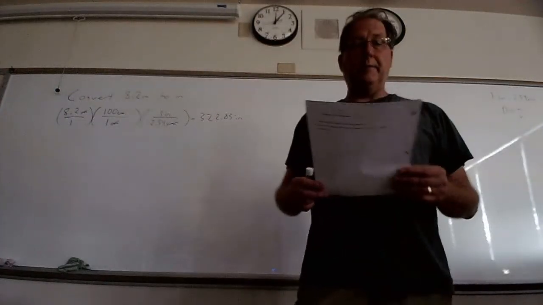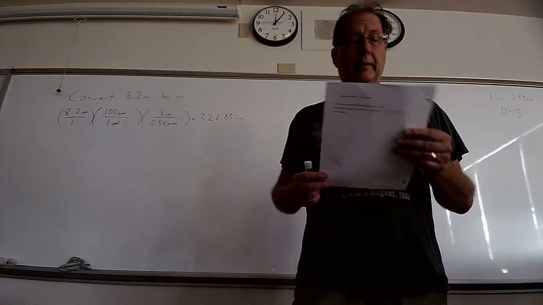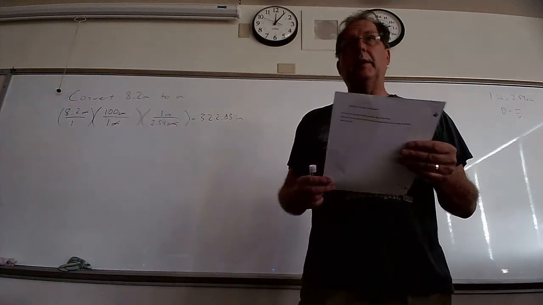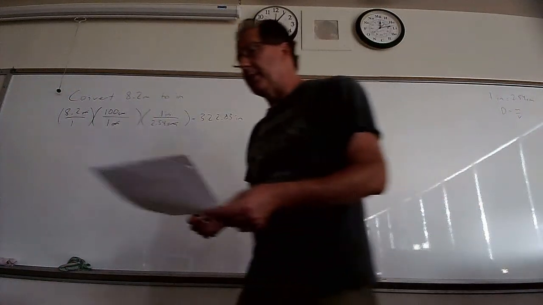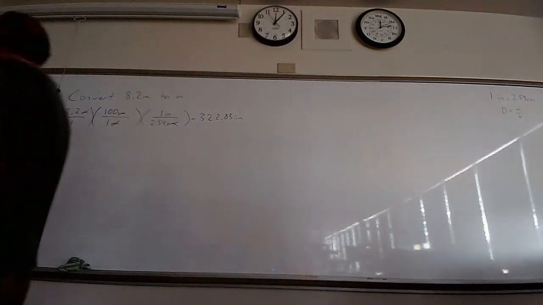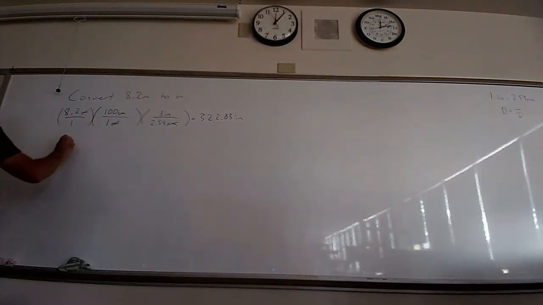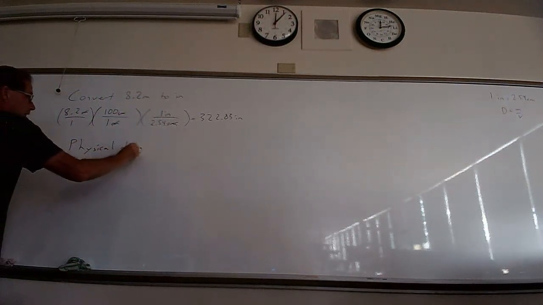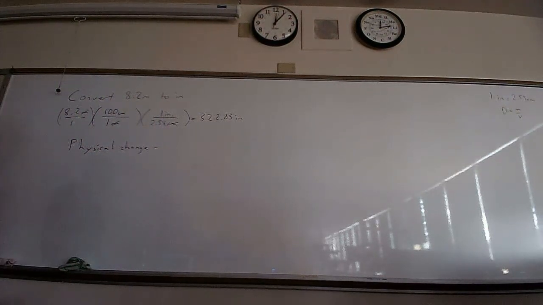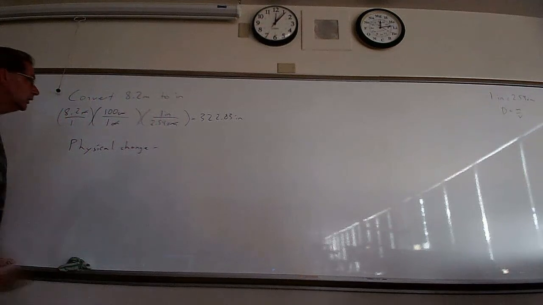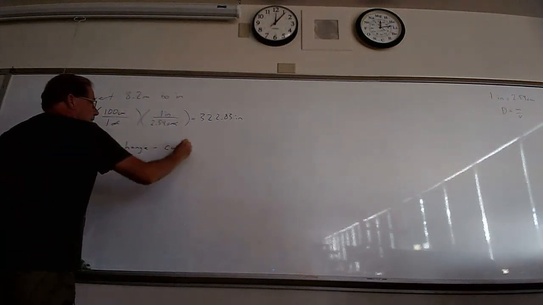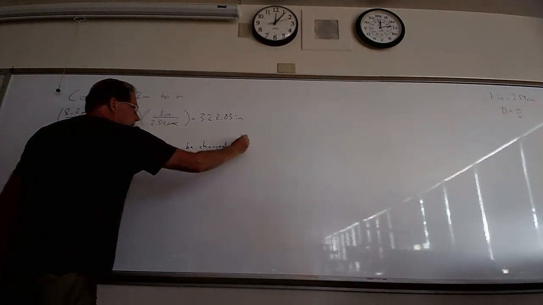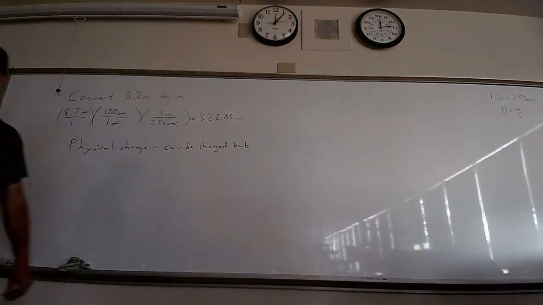The next thing that I have written down is Chapter 2, Matter: physical change, chemical change, physical property, chemical property. I'm going to write this on the board rather than just say it. In a physical change, remember I said a physical change can be changed back. That's not true in every case, but you can think of it that way. It can be changed back.